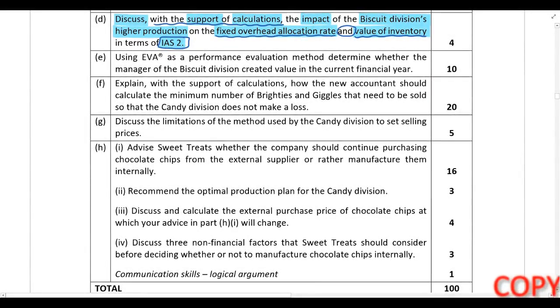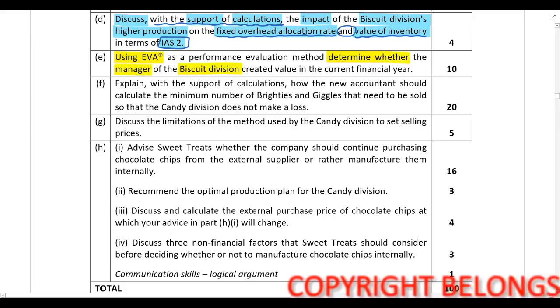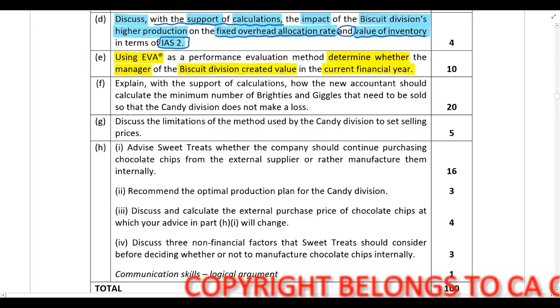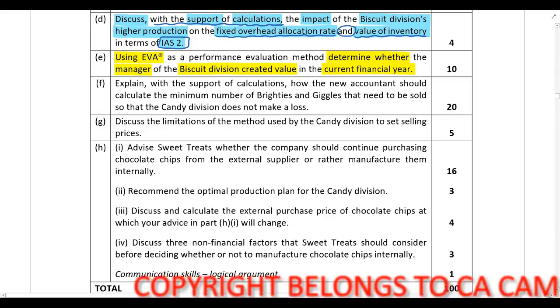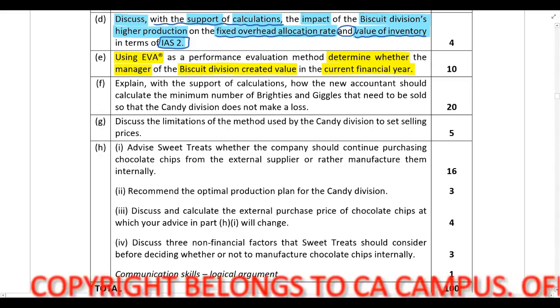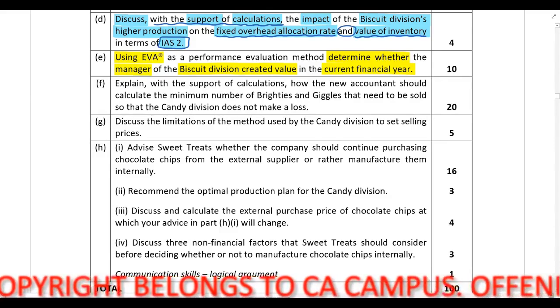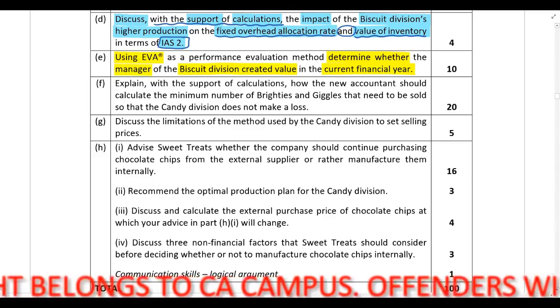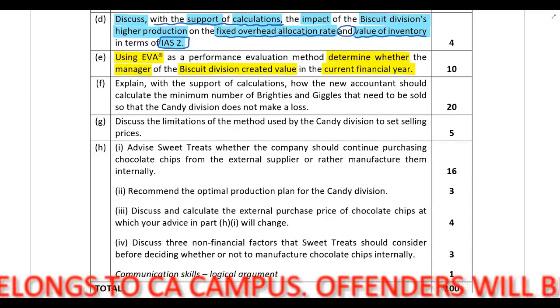Using EVA as a performance evaluation method, determine whether the manager of the biscuit division created value in the current financial year. Obviously, before we can determine whether he created value, we are going to have to calculate EVA. If we have a positive EVA, it means value was created. If we have a negative EVA, it means value was destroyed.